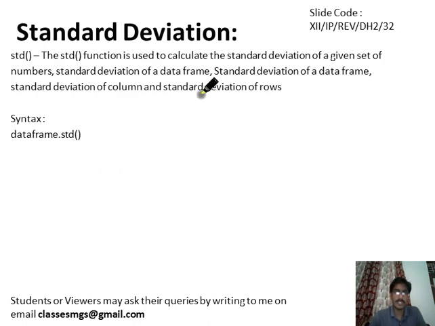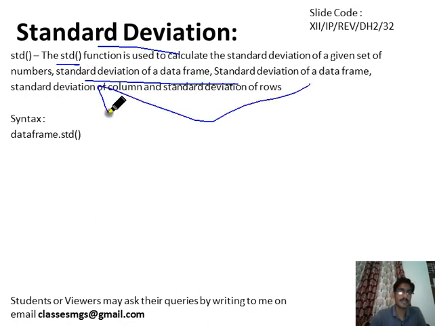Okay, similarly for standard deviation, you need to remember this syntax. No one will ask what standard deviation is or how to calculate it. That is the portion of statistics, but you should know how to calculate the standard deviation. What is the name of the function to calculate the standard deviation? So data frame dot std is the name of the function for calculating the standard deviation. Let me move ahead.